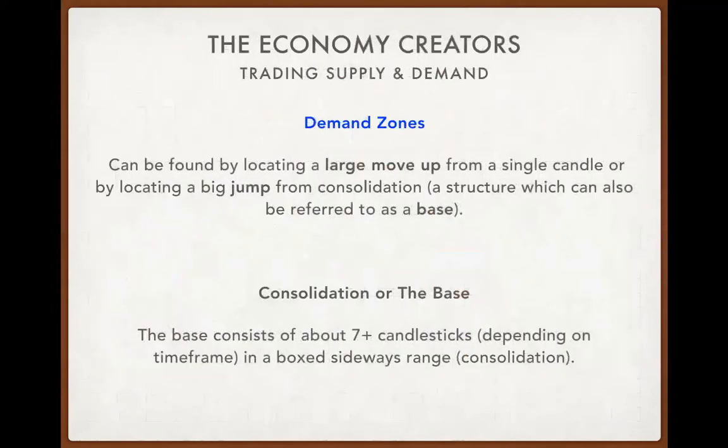Now, inversely, you would look at it the opposite direction for demand zones. So how do you find the demand zone? You do the opposite of what you did to find the supply zone. You locate the demand zone by looking for a large move up from a single candle or by locating a big jump up from consolidation, aka again that base, about 7 candlesticks in that box sideways range.